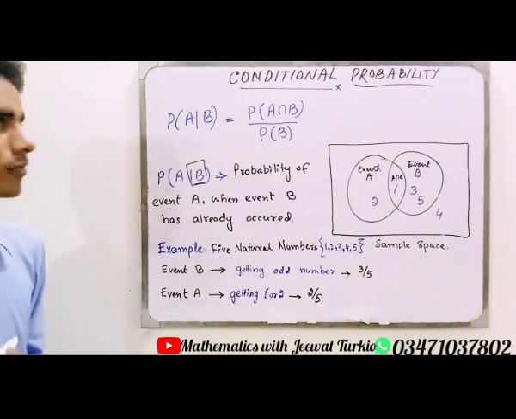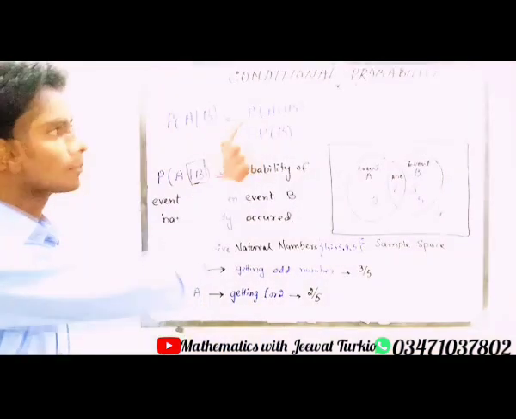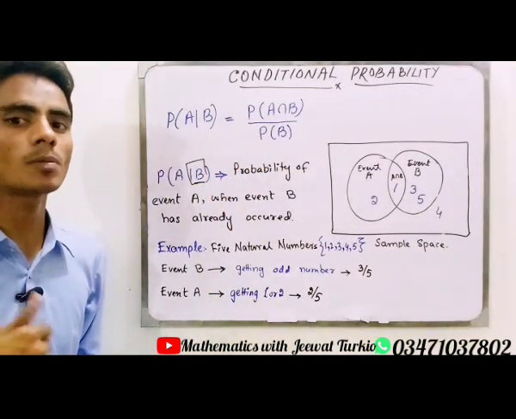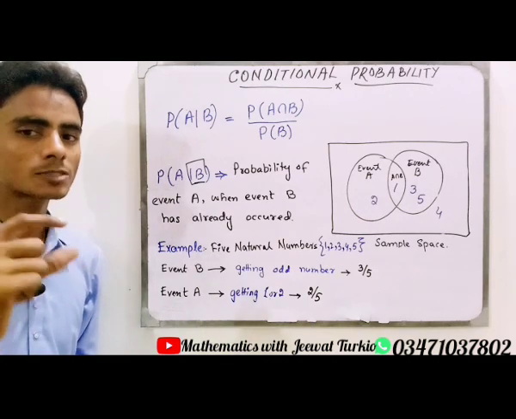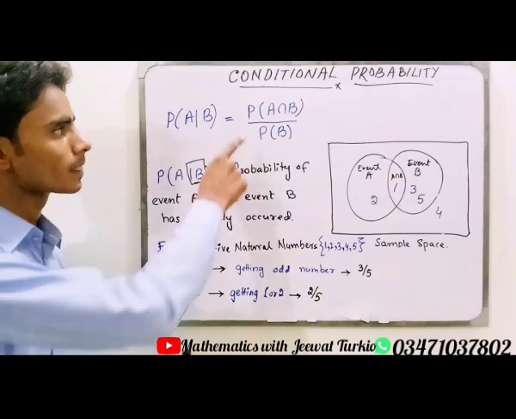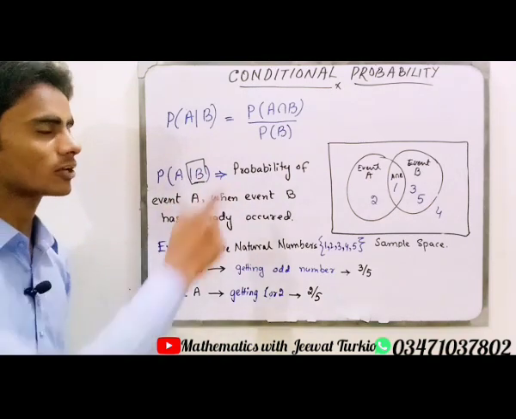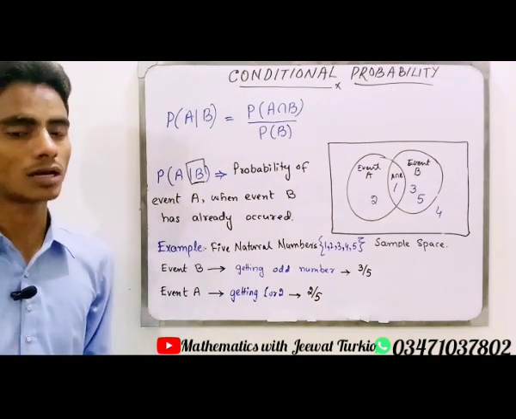So the formula for conditional probability is probability of A intersection B. It means the same probability, that is, the same experimental outcomes of event A and event B, divided by the probability of event B that has already occurred.